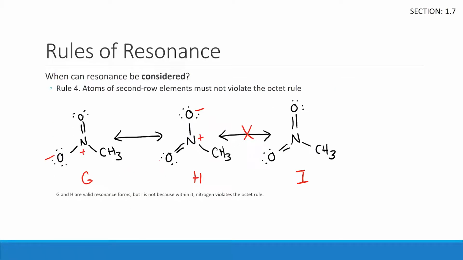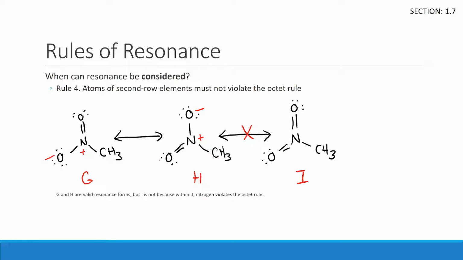Another rule to consider for resonance is that atoms of a second row element shouldn't violate the octet rule. This is just a simple rule you should always be looking for in your structures. So an example here, we have our structures G, H, and I.